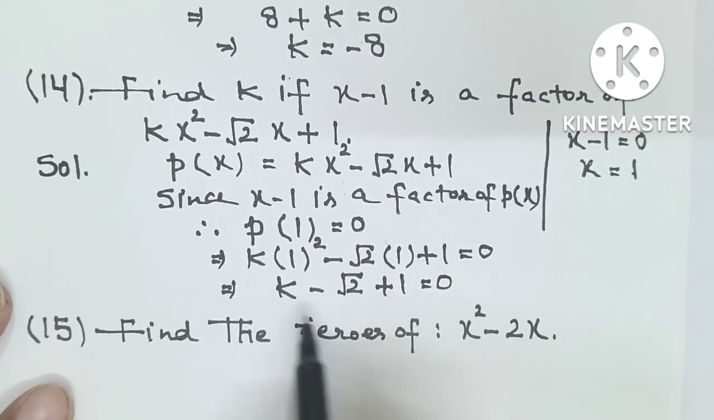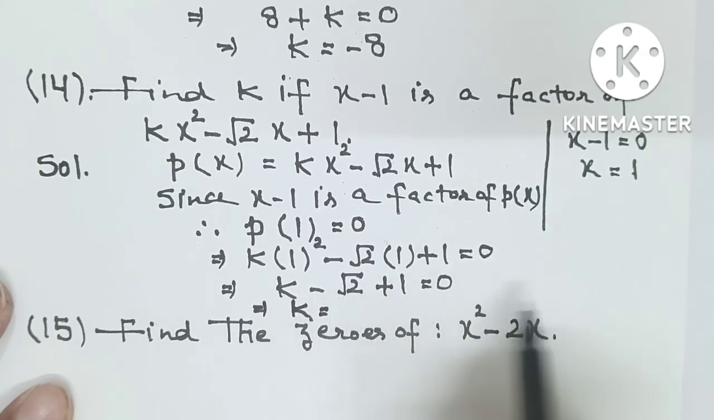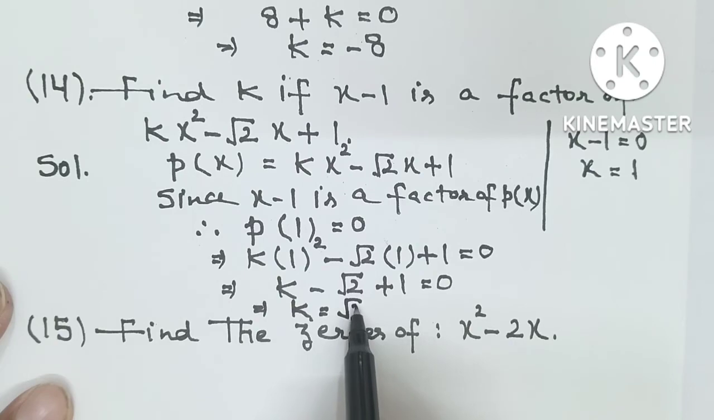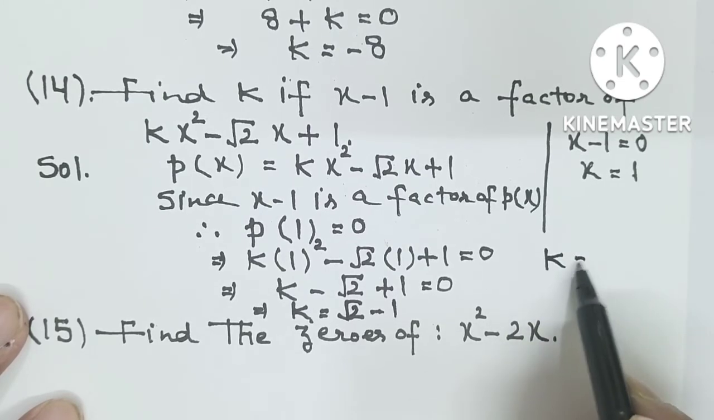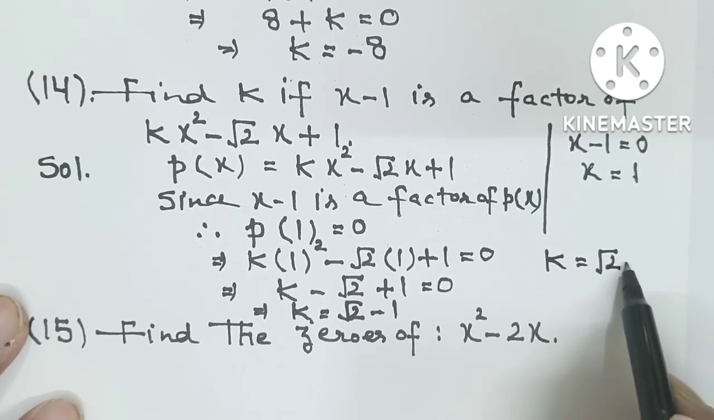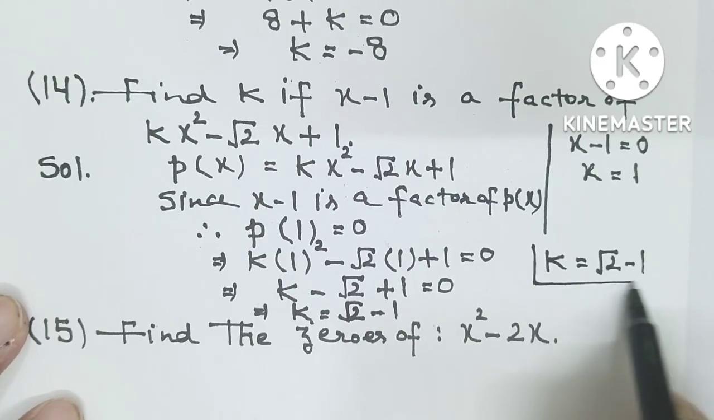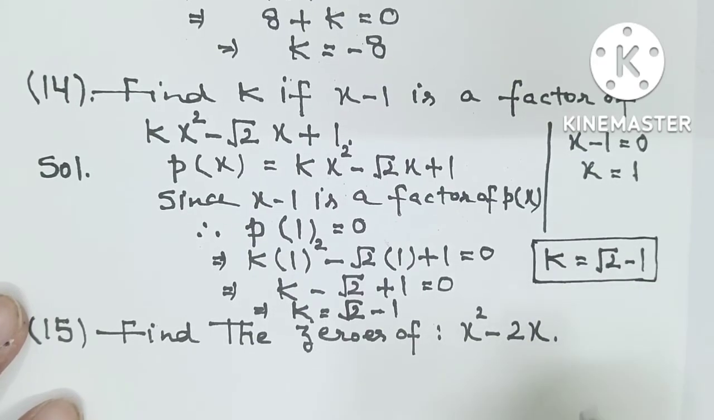So we will find the value of k from here. K is equal to plus under root 2, minus 1, as under root 2 goes to the right and plus 1 goes to the right. So the value of k has come out to be under root 2 minus 1. This is the value of k.